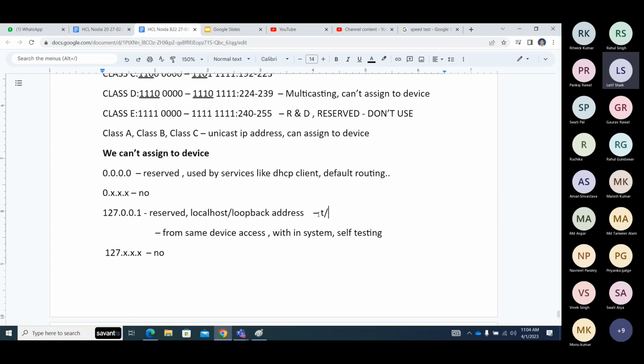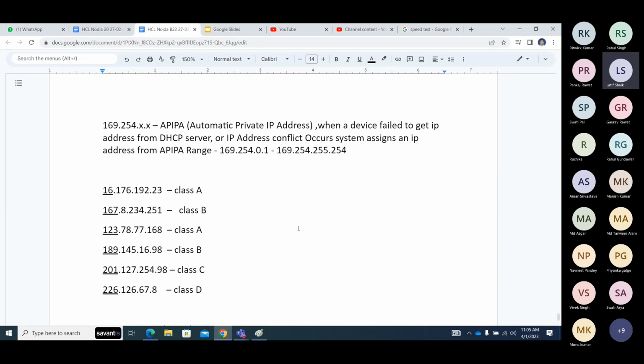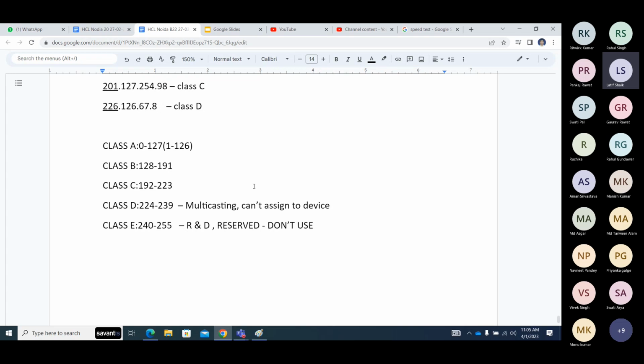If you are using IPv6, the localhost address is ::1. Okay, if you are using IPv6 for the 00 series, it is ::1 only. So these are two that we mainly cannot use. That's why it is 02. Instead of writing 0 to 127, certain textbooks and certain websites say 1 to 126.